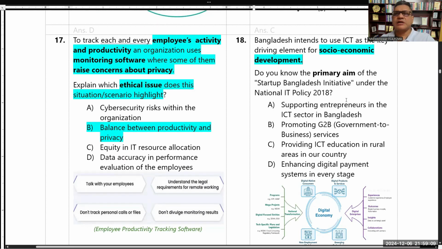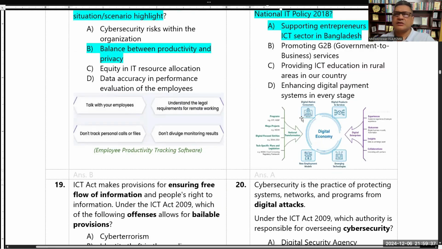Do you know the primary aims of the Startup Bangladesh initiative under the National IT Policy? So here it is supportive entrepreneurship in the ICT sector in Bangladesh. In our digital economy, national transformation, digital enterprises work together to implement it.